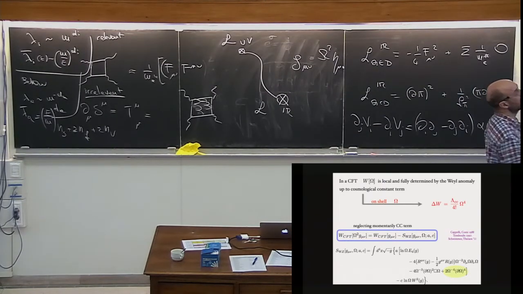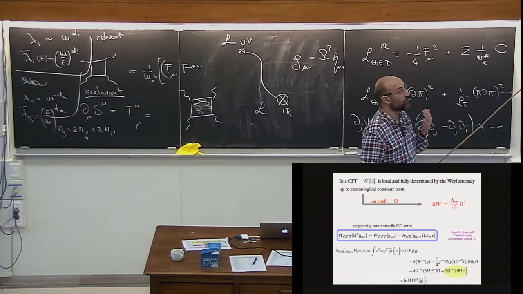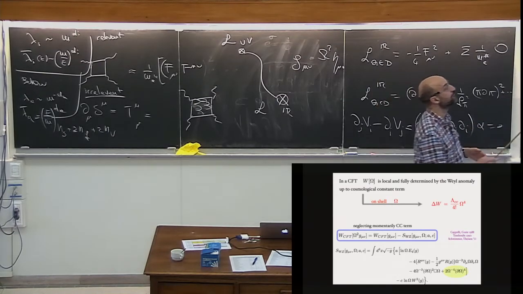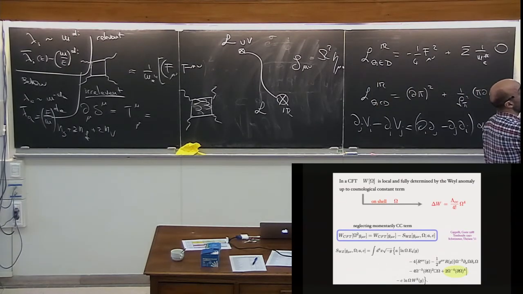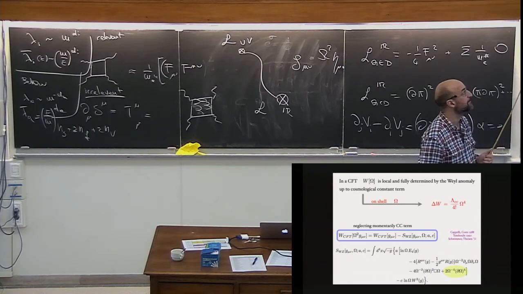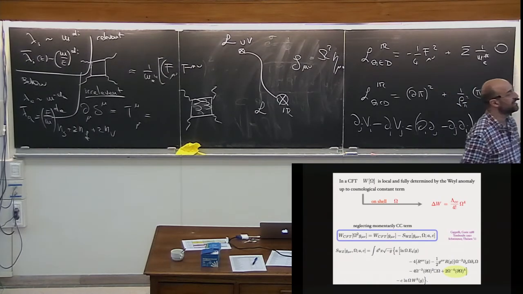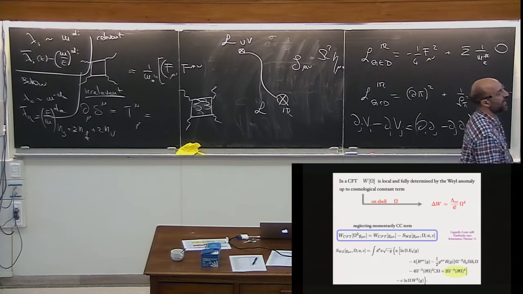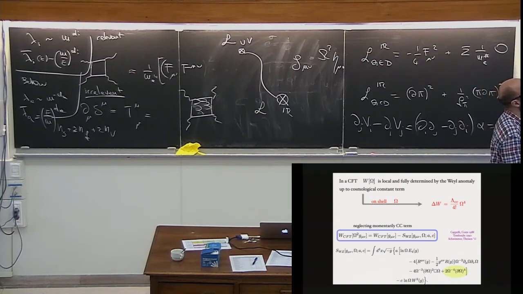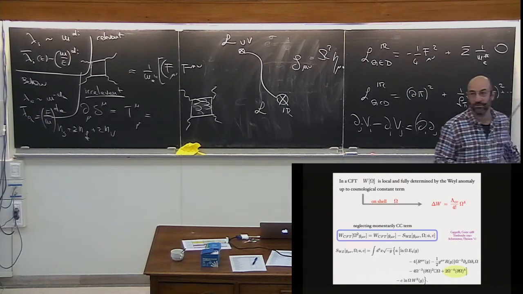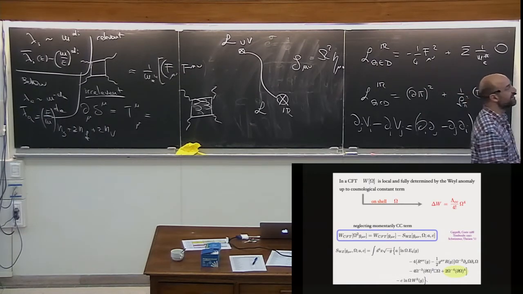So what I want to claim is that, as you will see in a moment, the effective action in this case is local and fully determined by the Weyl anomaly, up to a cosmological constant term. Let me tell you the following. If you neglect the cosmological term that you can always add, which you know it exists, forget it. In the absence of the cosmological term, the Weyl anomaly equation is telling you the following.